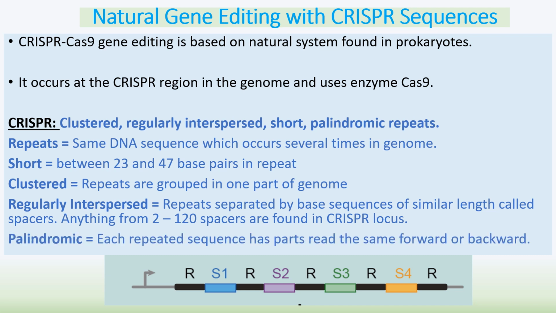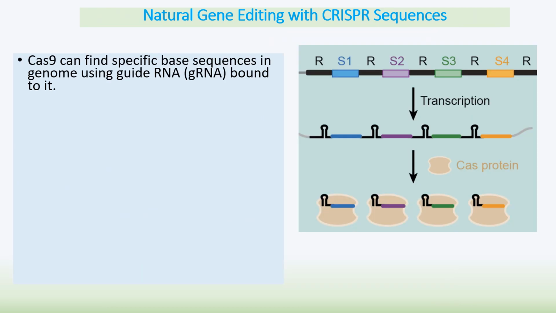And palindromic means each repeat sequence has a part that reads the same way forward and backwards. So for example, obviously really basic here, if you had T, A, T, it's the same forward and backwards. So natural gene editing then, how does it really work? So let's have a look.